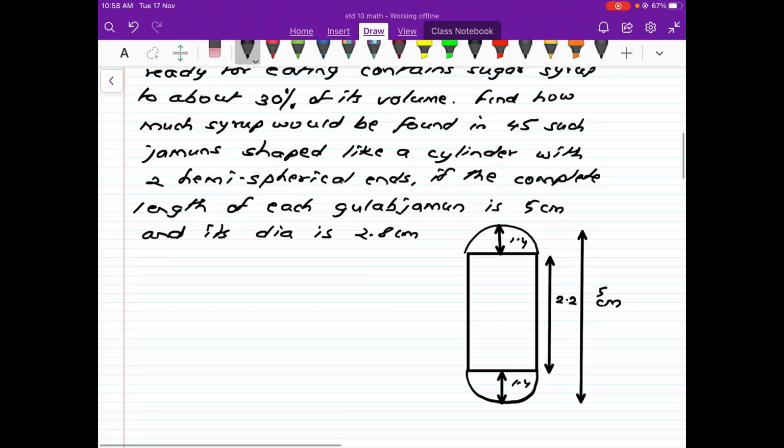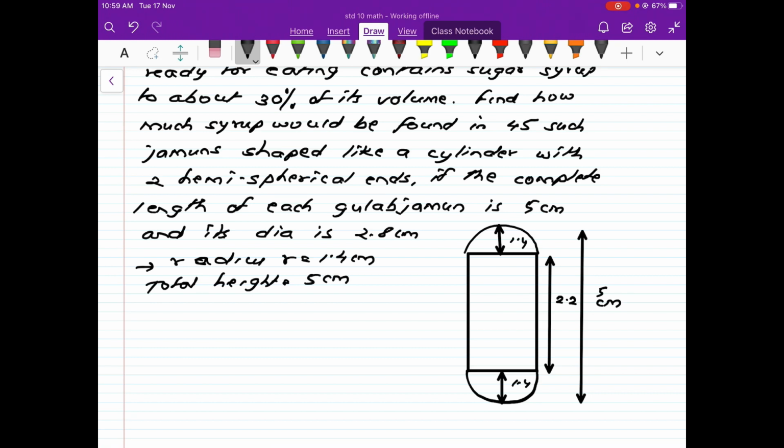So what is the shape given to us? It's the shape of a cylinder with two hemispherical ends. Okay, the total length of each gulab jamun is 5 centimeters and its diameter is 2.8. So radius is 1.4. So what we will do is we will take the radius of the gulab jamun. So radius r is equal to 1.4 centimeters. Okay, so the total height is given as 5 centimeters.